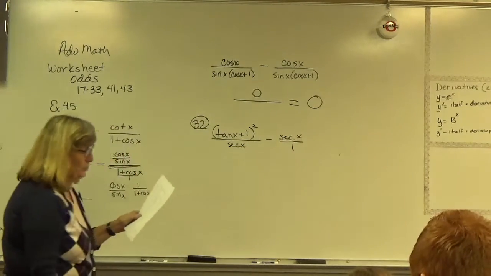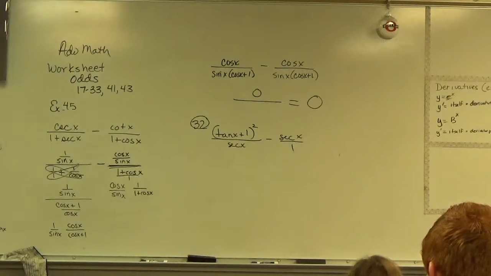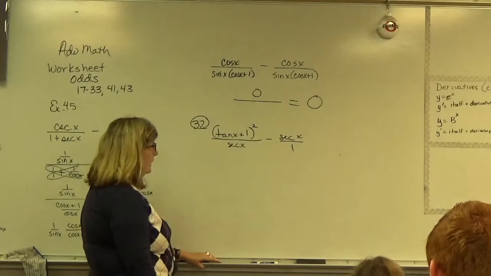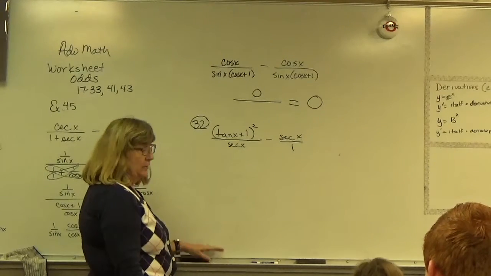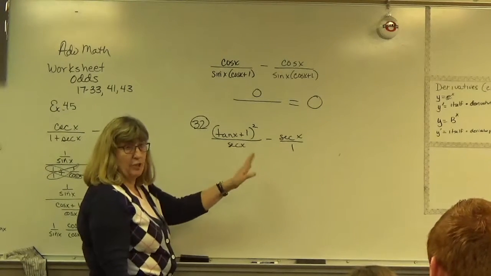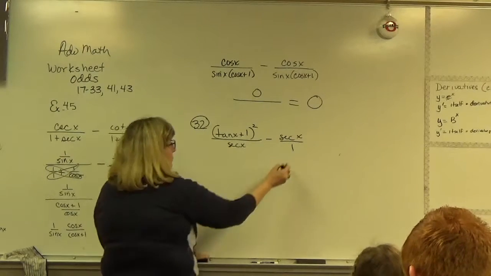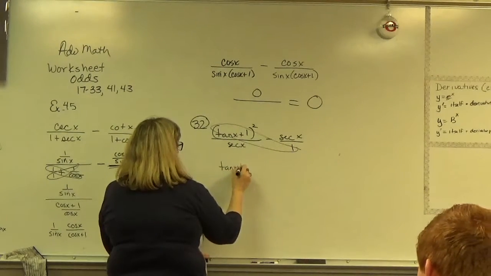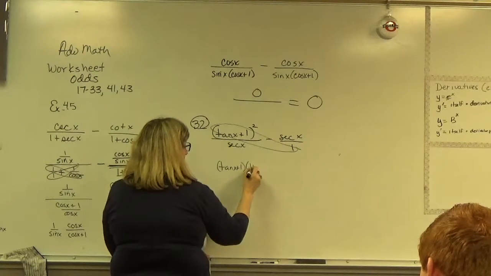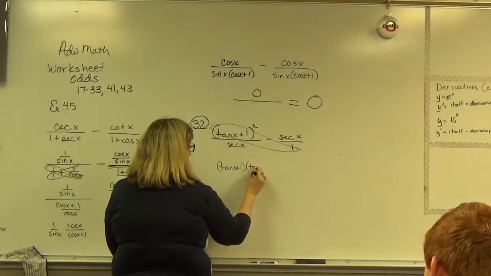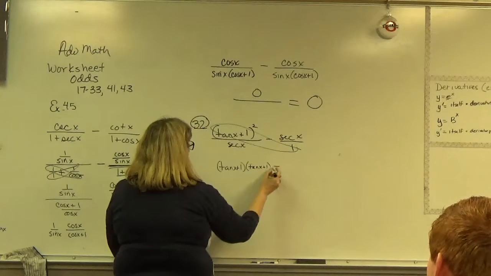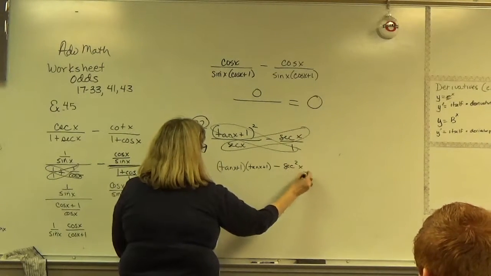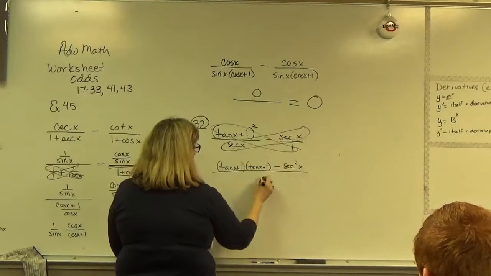And I gave a hint, is the way I think that's the fastest. Butterfly. Does everybody see that butterfly? Yep. Anytime you have addition or subtraction of fractions, you can do the butterfly. So this would become tangent x plus 1 squared, which I'm gonna write down twice, because what are you gonna have to do eventually? FOIL. Minus, what's this wing? Secant squared. Over secant times 1, which is secant.